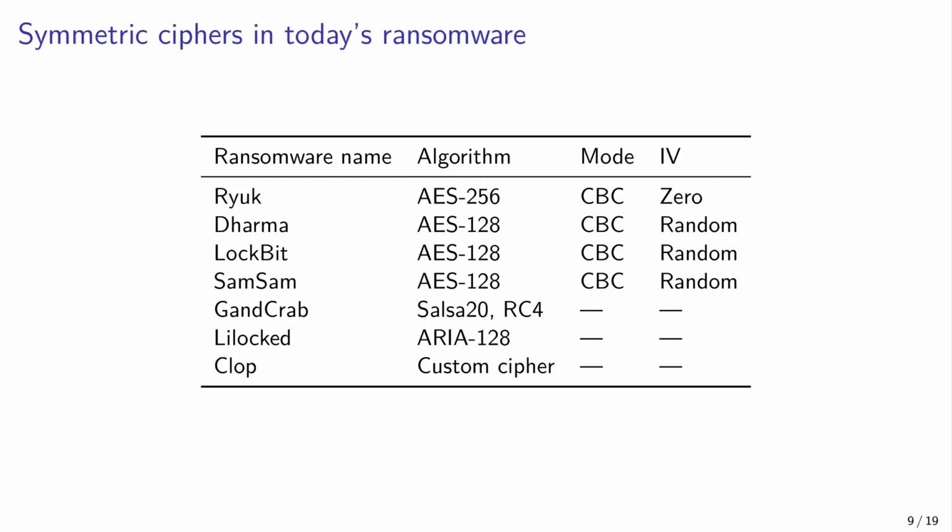There were also lesser known ciphers, such as Aria 128 in Lilocked ransomware, and that's a Korean cipher. There was also one special case of a custom cipher in Klopp ransomware, which I'll talk about later.